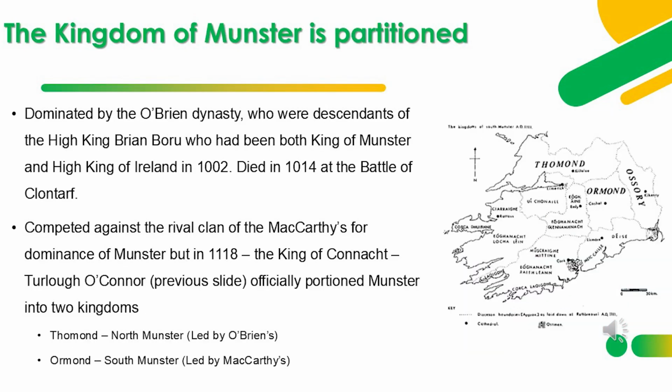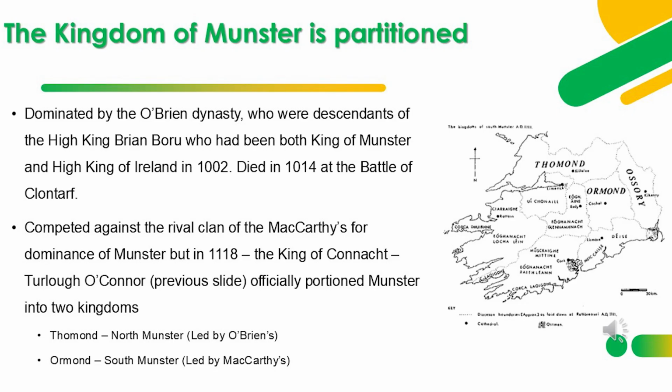Now, the Kingdom of Munster was dominated by the O'Brien family, and the O'Briens were descendants of the High King Brian Boru, who had been both King of Munster and High King of Ireland in 1002. He died in battle at the Battle of Clontarf, if you recall, in 1014, and competing against the O'Briens was a rival clan called the McCarthys. Now, the McCarthys and O'Briens were engaged in a very strong blood feud for many, many years.